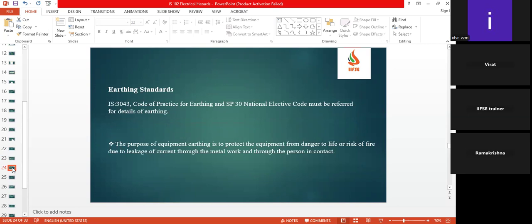Then earthing standards. As I mentioned, we have an Indian standard, IS 3043, code of practice for earthing, and also SP 30, the National Electrical Code, which is referred to for detailed earthing. The purpose of earthing is to protect the equipment from danger to life or risk of fire due to the leakage of current through the metal work and also through a person in contact. So earthing is for protecting the equipment as well as people from the leakage current going from the circuit.